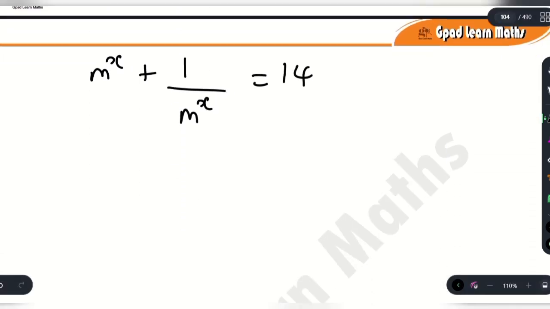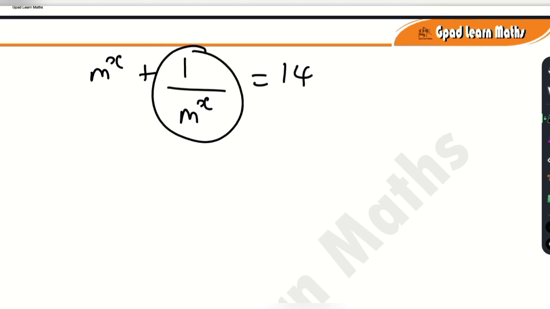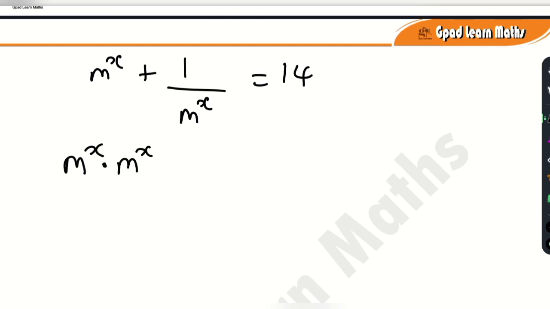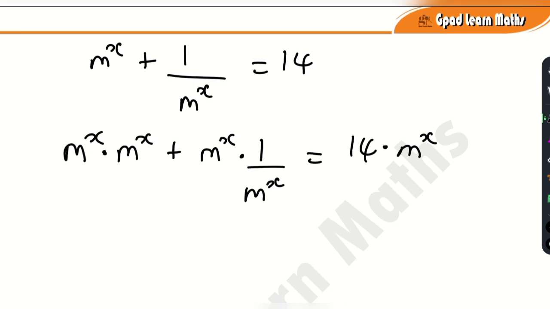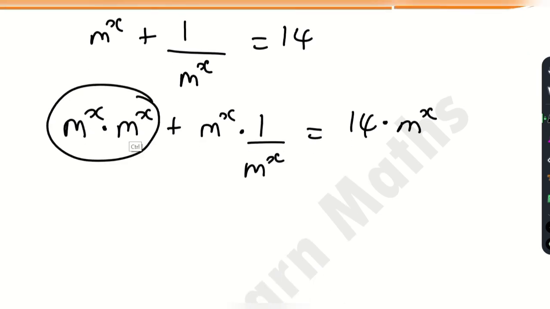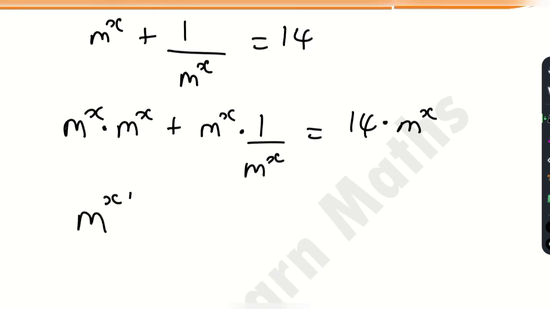What's going to be the next thing now? So because I don't want a fraction here, I'm going to multiply through by m raised to the power of x. Let's do that. So m raised to the power x times m raised to the power x plus m raised to the power x times 1 over m raised to the power x is equal to 14 times what? m raised to the power x. Good. So if you apply the law of indices here, you have to add the exponent. So you have x plus x, because they have the same base. This is already a common thing. So this cancels this, and then you just have 1 here. This is equal to 14m raised to the power x.